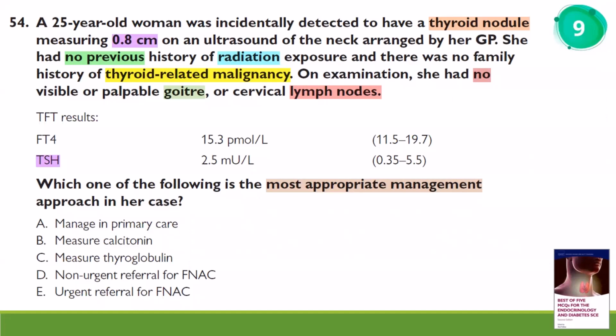Manage in primary care or non-urgent referral? Malignancy? A or D? What about non-urgent referral to fine needle aspiration cytology? Less than 1 centimeter, no need. As there is no risk factor in this situation, I will manage in primary care.